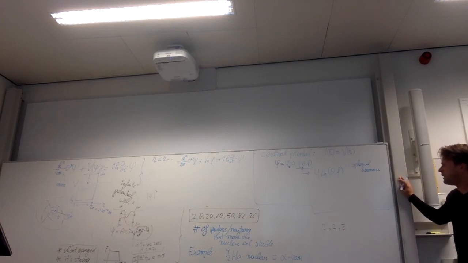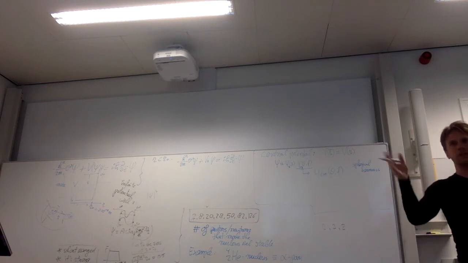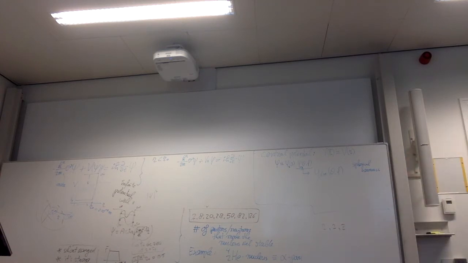Also, you can very easily prove that you can write any function of theta and phi as a sum of spherical harmonics. Just like you can write any function, well, under certain conditions, as the sum of sines and cosines, Fourier analysis. You can do the same thing with spherical harmonics. They also form a complete set in a mathematical sense of the word.